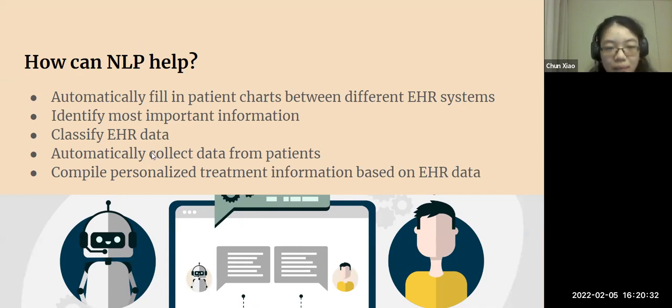Lastly, the NLP can compile personalized information based on EHR data. So I will give an example later in this presentation, but based on the patient's unique medical history, it can give unique treatment ideas. So since an NLP can take in much more information than a human doctor, they can take this information and use it to personalize the treatment and make it more unique and more effective for each patient.